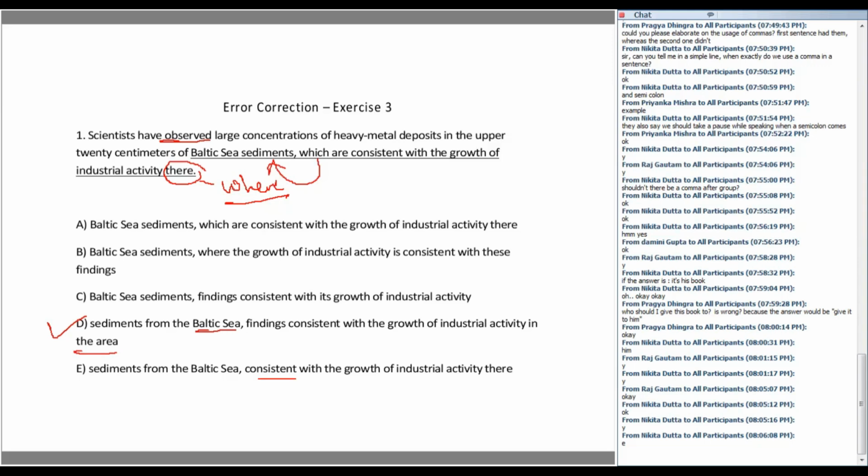E is incorrect because he simply says consistent. What is consistent is not mentioned. That is why E is not right. C cannot be right because these findings are consistent with its growth. Its is singular, whereas I'm talking about sediments, which is plural, does not match. C also is wrong. It is not the sediments where the growth is happening. So this is also wrong. And A is a repetition of what is mentioned here. We know it is wrong. Answer is D for question number 1. Did you understand why?